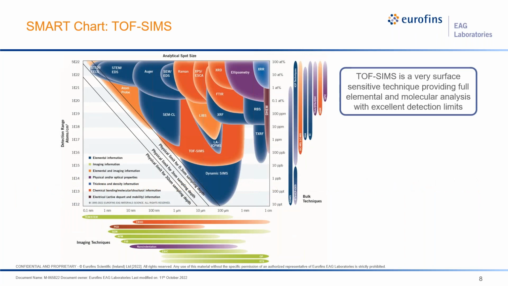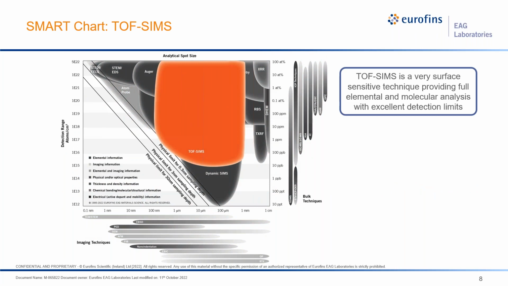First thing to notice about TOF-SIMS on the bubble chart or the smart chart is that it's red. So not only does TOF-SIMS tell you there's sulfur on the surface of your sample, but it's in the form of dodecylbenzene sulfonate, a detergent.